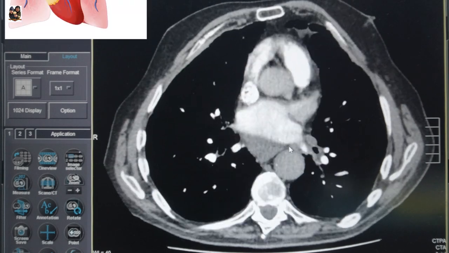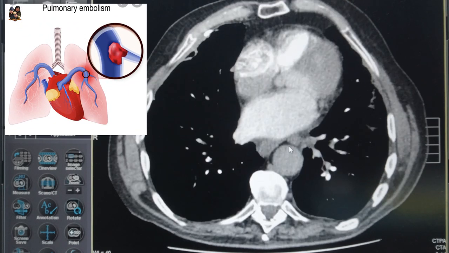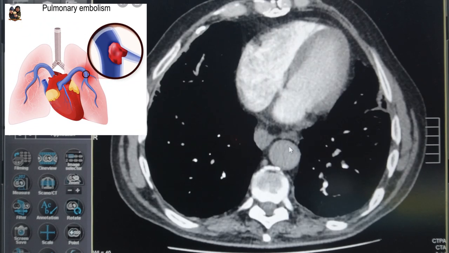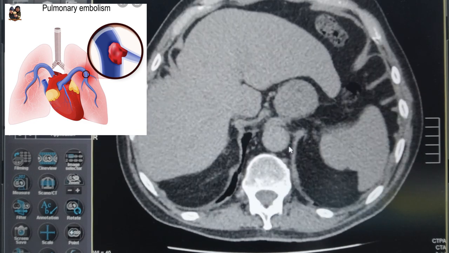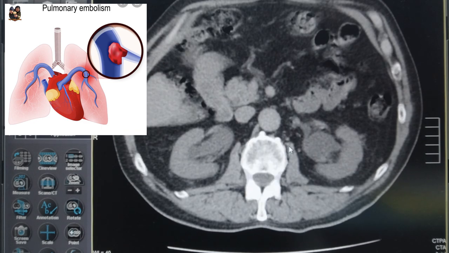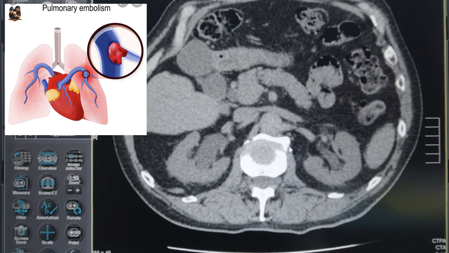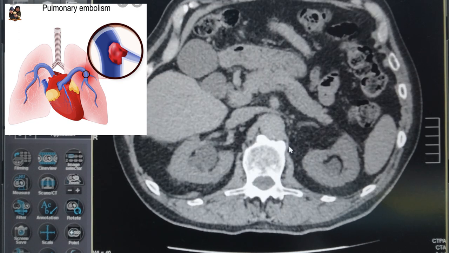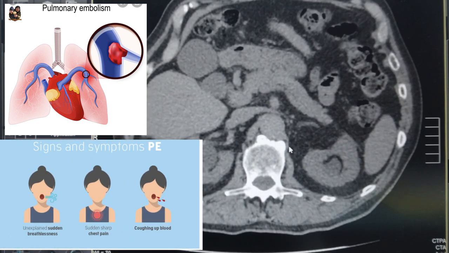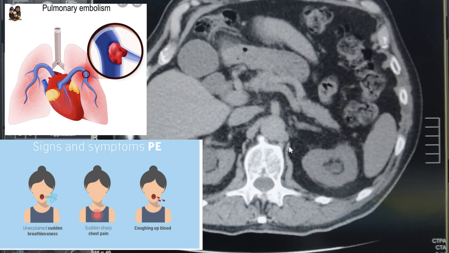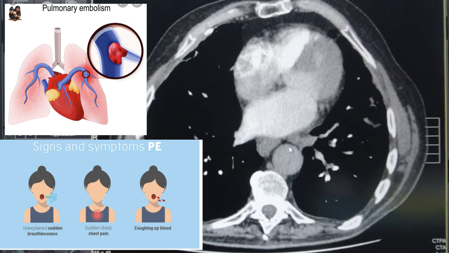But before that, we need to know what is pulmonary embolism. It usually occurs when a blood vessel in the lungs is blocked by a blood clot. Symptoms of this pulmonary embolism include difficulty of breathing, chest pain, and coughing up blood.